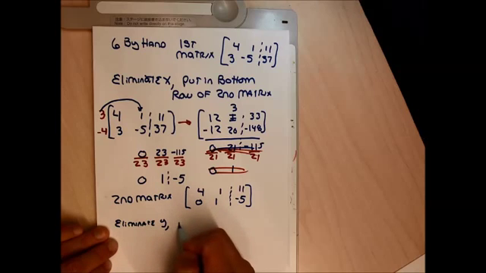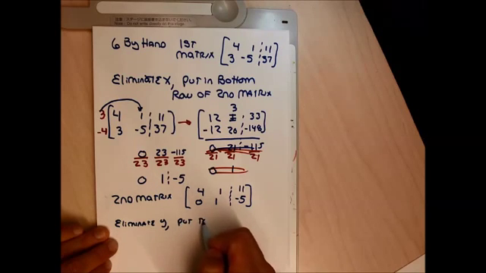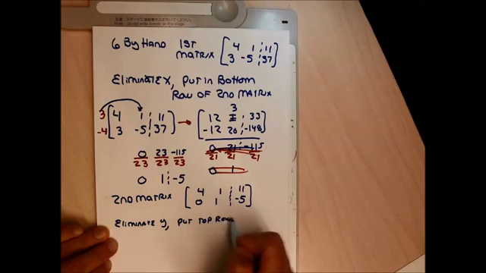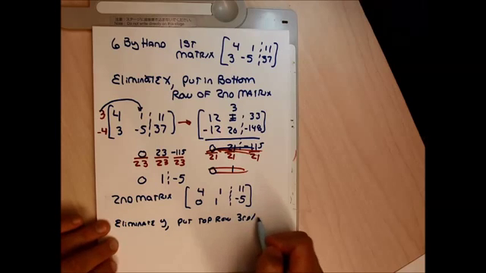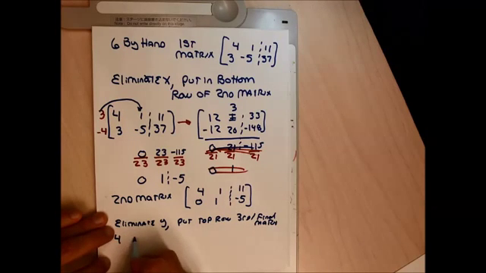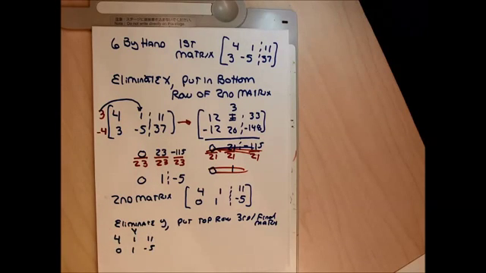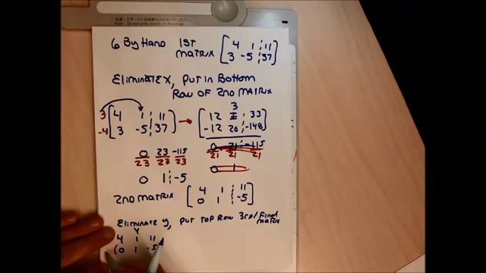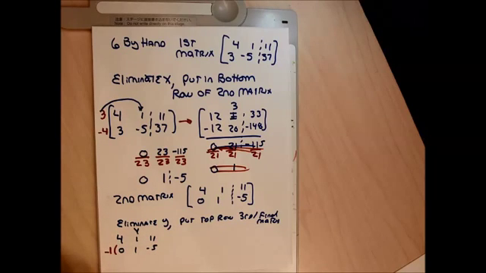the y, put in the top row of my third, final matrix. So I'm going to take the 4, 1, 11, 0, 1, negative 5, and eliminate the y's. I'm going to do that by multiplying this row by a negative 1. It's going to make me have a 1 and a negative 1 in front of the y's, and they'll cancel.